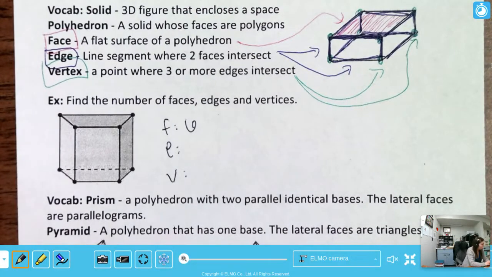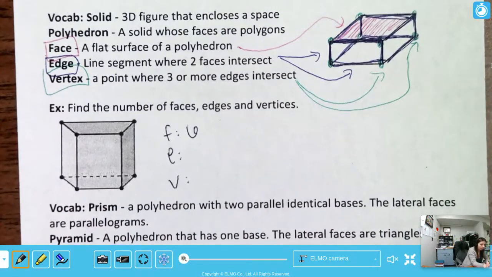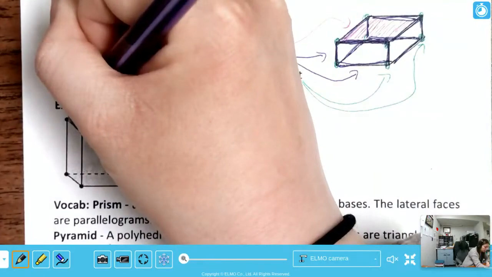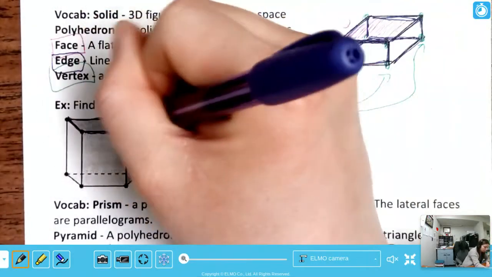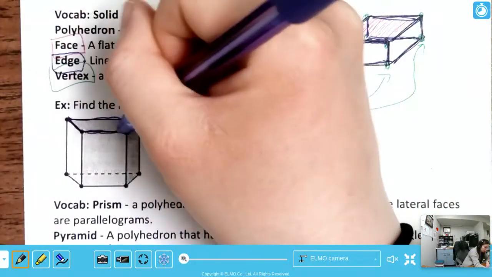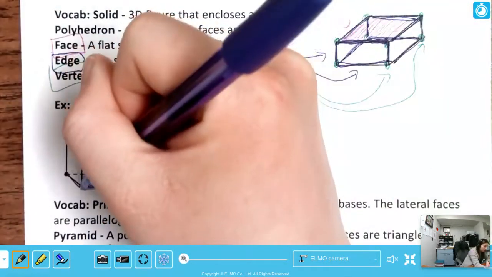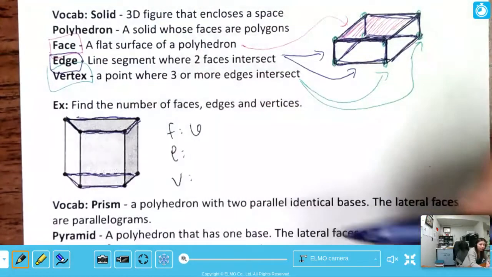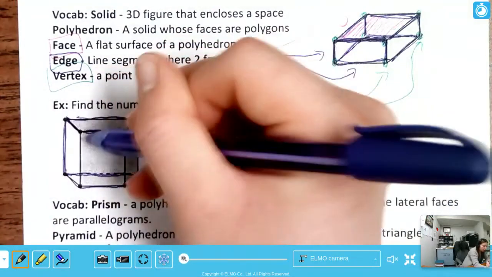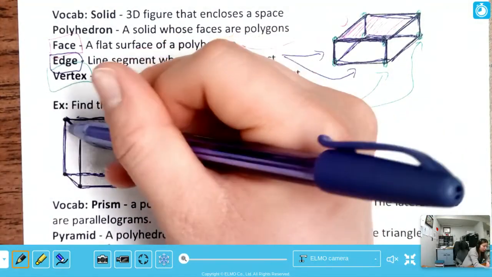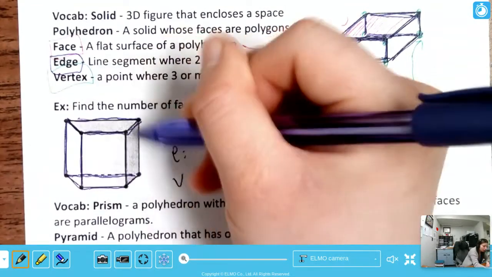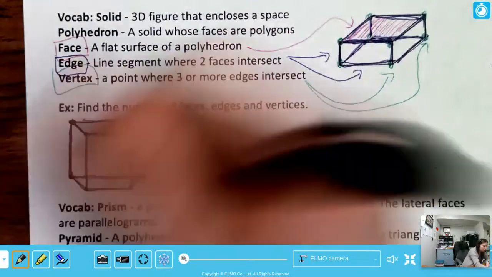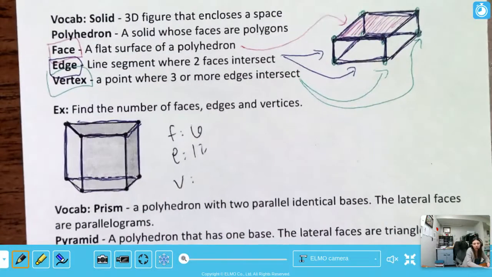Next, I'm going to count the edges. Remember, the edges are the line segments where the faces intersect. So I'm going to use my purple pen again, and I'm going to start tracing all of the line segments that make up this figure. If I go around the top first, there are 1, 2, 3, 4 around the top, 4 edges around the top. Then if I go to the bottom, there are 1, 2, 3, 4 along the bottom as well. That puts us at 8 so far. 4 and 4 make 8. Don't forget these ones going up and down. Sorry, I was at 8, so that would be 9, 10, 11, 12, 12 in all. There are 12 edges on this solid. 4 around the top, 4 around the bottom, 4 going up and down.